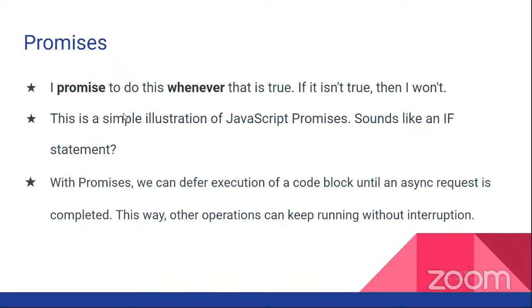Because JavaScript is single threaded, the default is a synchronous operation. But we can use promises to delay or defer execution of code until it has been resolved or rejected. Then other operations can keep running alongside it without interruption. Unlike a synchronous operation, where the operation has to wait until it is done before it executes the next one, promises allow us to run things concurrently.